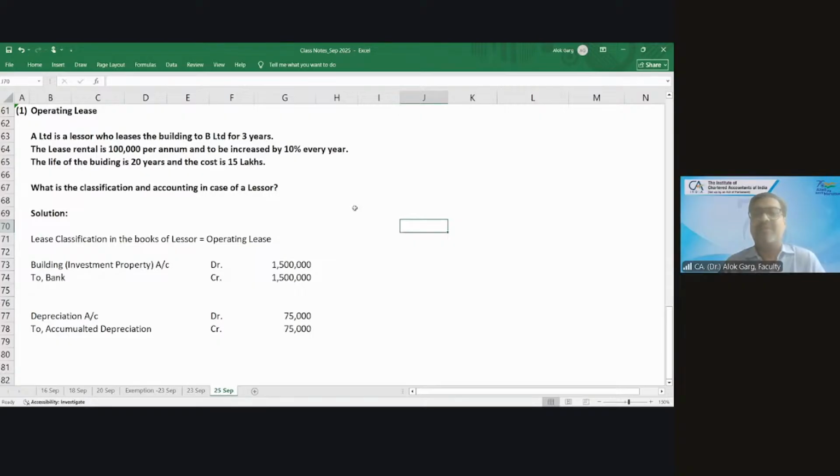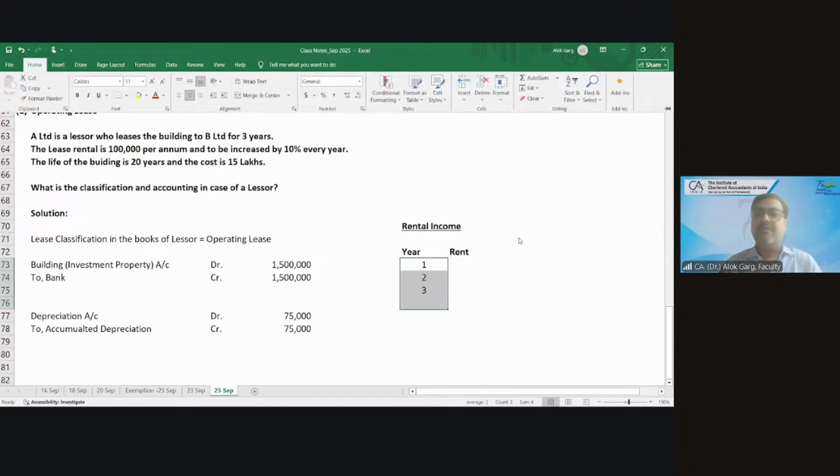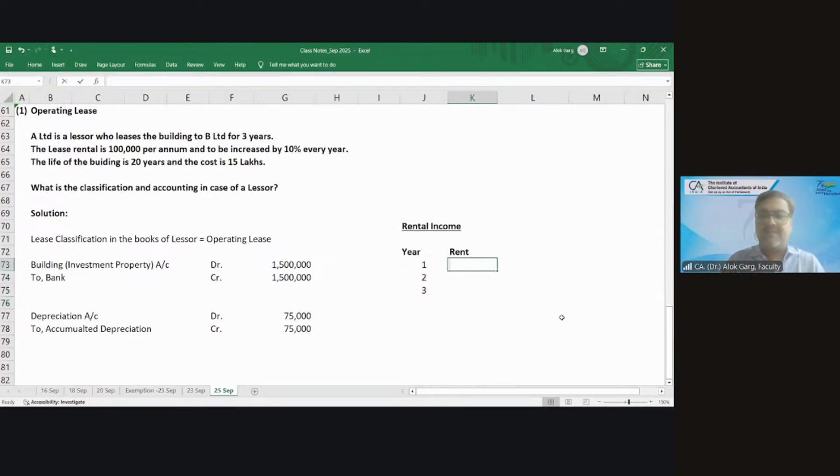Ayush, what is meant by systematic basis here? What rental income will this lessor get in years 1, 2, and 3? He will also equalize. What will the lessor get as rent in the first year? 1 lakh. In the second year, plus 10%, so 1 lakh 10,000. And the same way in the next year, 1 lakh 21,000. Drag down. That's it.